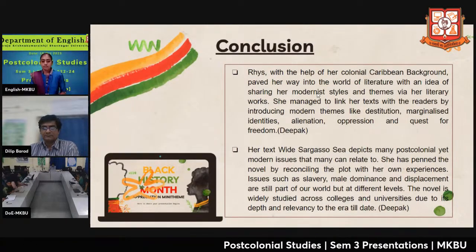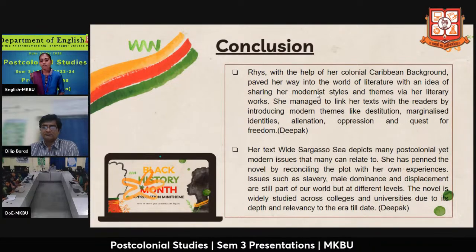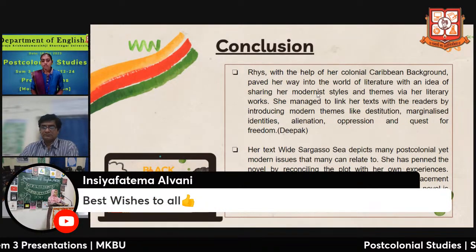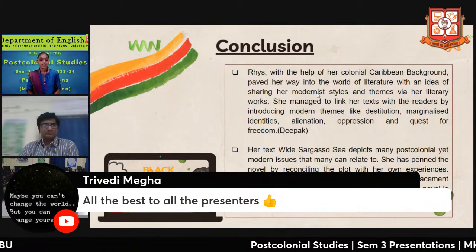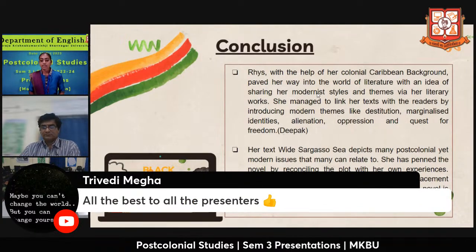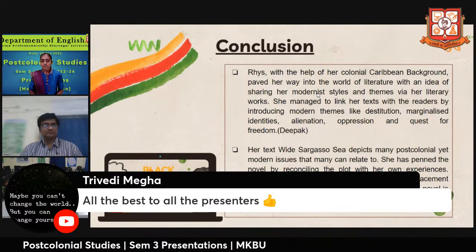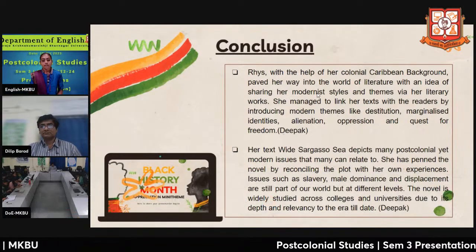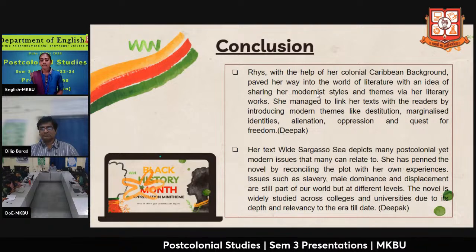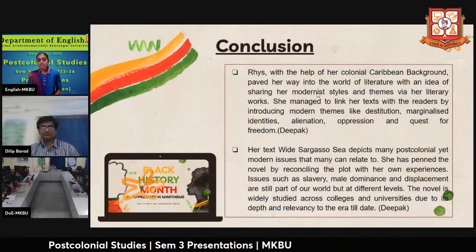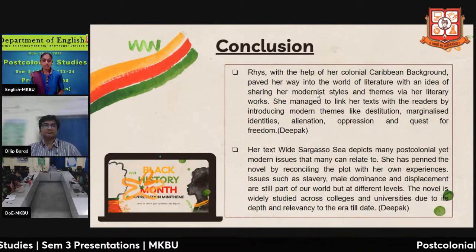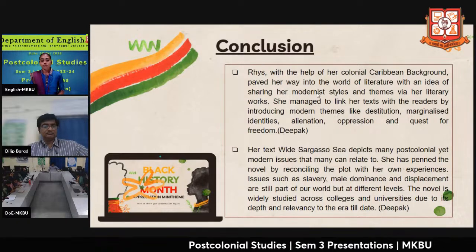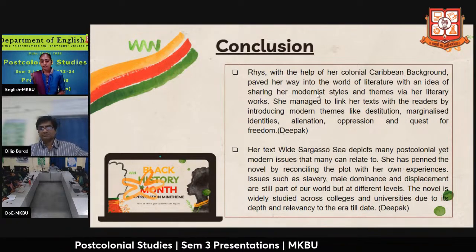Conclusion. Rhys, with the help of her colonial Caribbean background, paved her way into the world of literature with the idea of sharing her modernist style and themes via her literary work. She managed to link her text with the readers by introducing modern themes like destitution, marginalized identity, alienation, oppression, and quest for freedom. Her Wide Sargasso Sea depicts many post-colonial and modern issues that many can relate to.